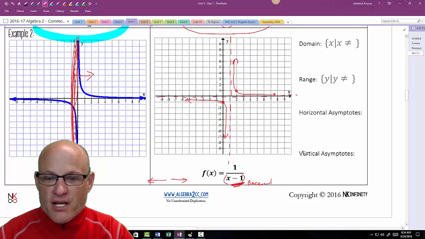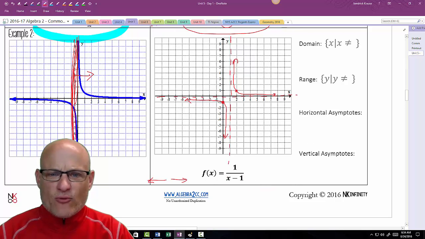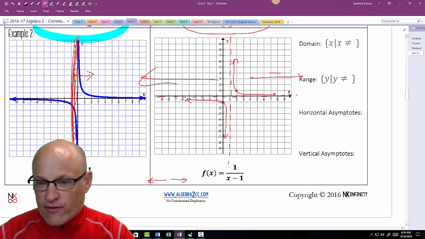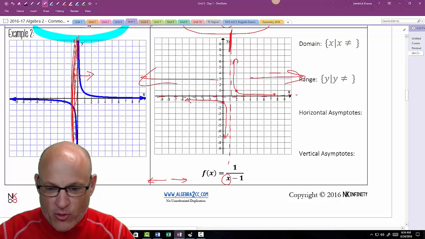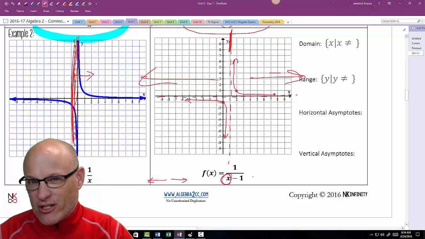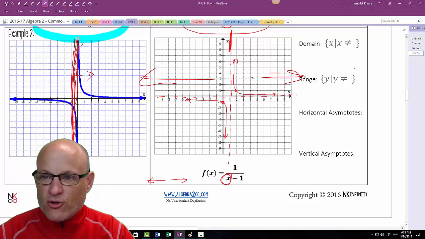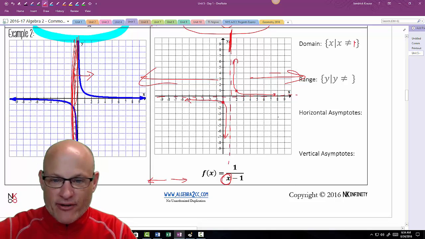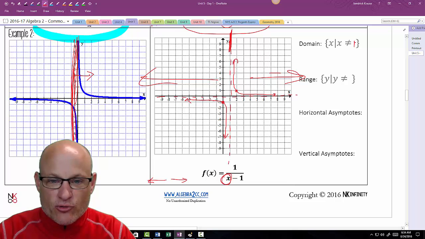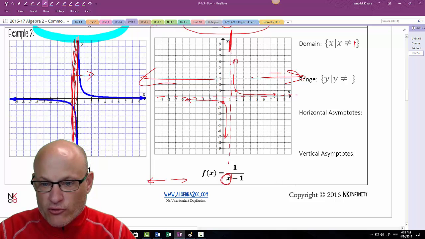All right. Now, I can go forever and ever to the left. I can go forever and ever to the right, but I cannot, in this case, equal 1. And not only that, think about it. If I put a 1 in here, doesn't that make that denominator equal 0? Sure. So x cannot equal 1. What can't y equal? Well, I didn't go up or down at all, and so y can get closer and closer and closer to 0.